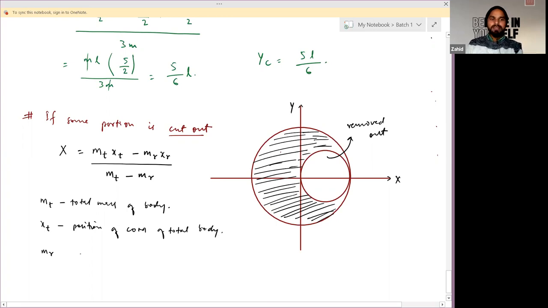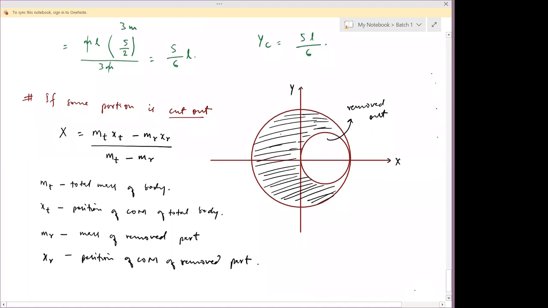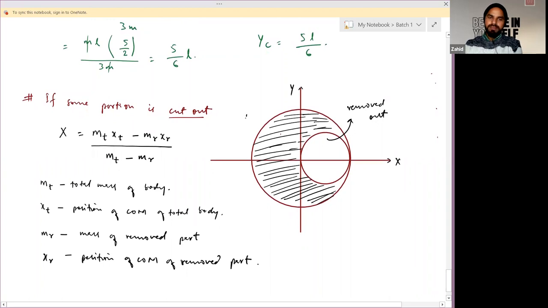Next is MR, that is the mass of the removed part. And XR is the position of center of mass of the removed part. Is it clear? Is it clear to all of you? Yes, sir. Okay. Now in this question, we have a circular disk.